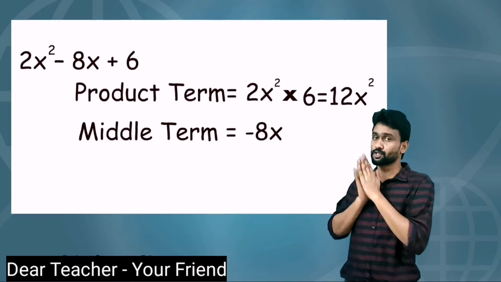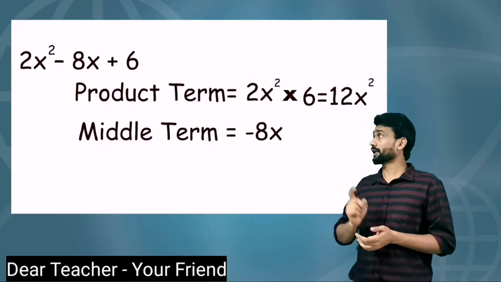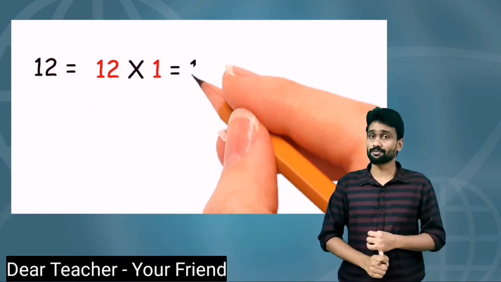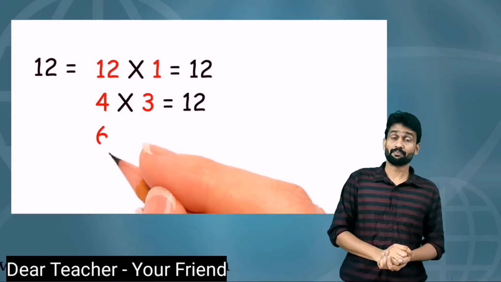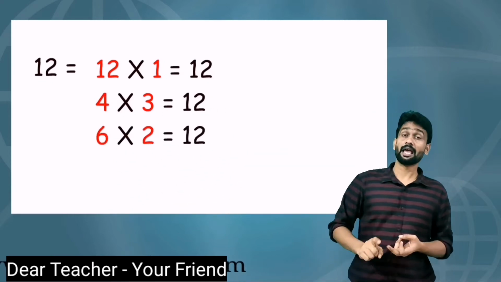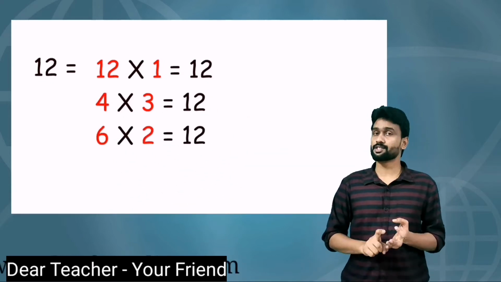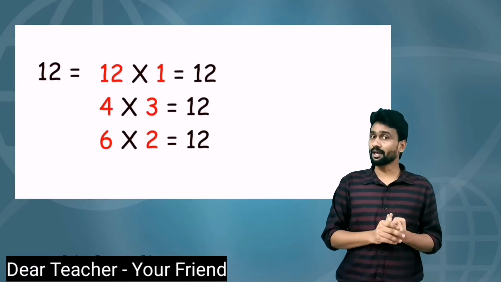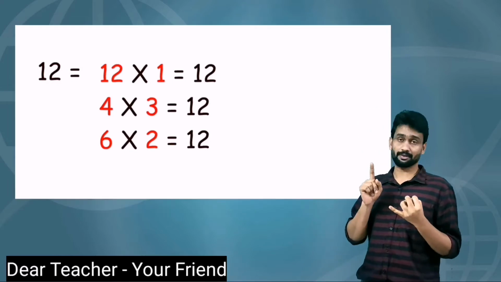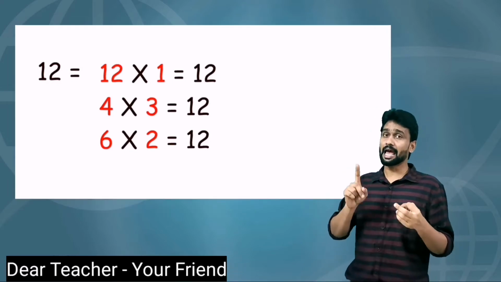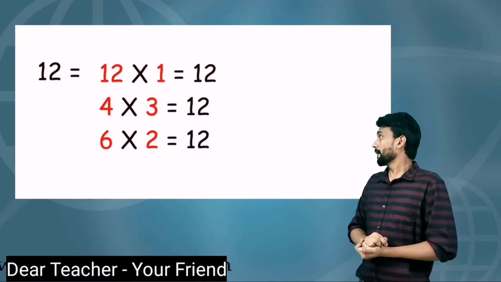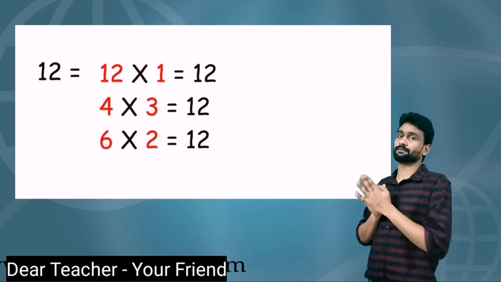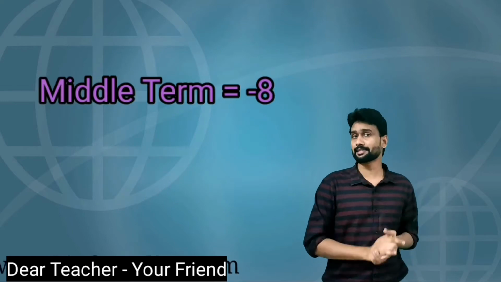So I am taking 12. Product term 12, how can you write the factors of 12? 12 ones are 12, 4 threes are 12, and 6 twos are 12. This is the three ways we can write it. Now the middle term. What is our middle term? Minus 8 is the middle term.